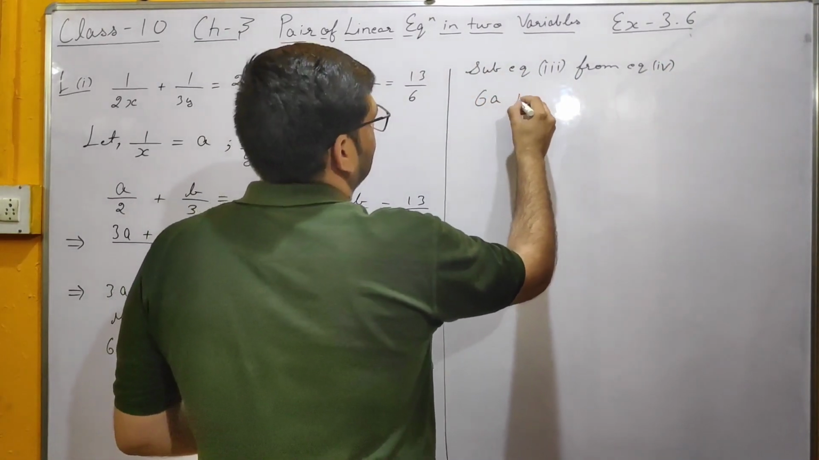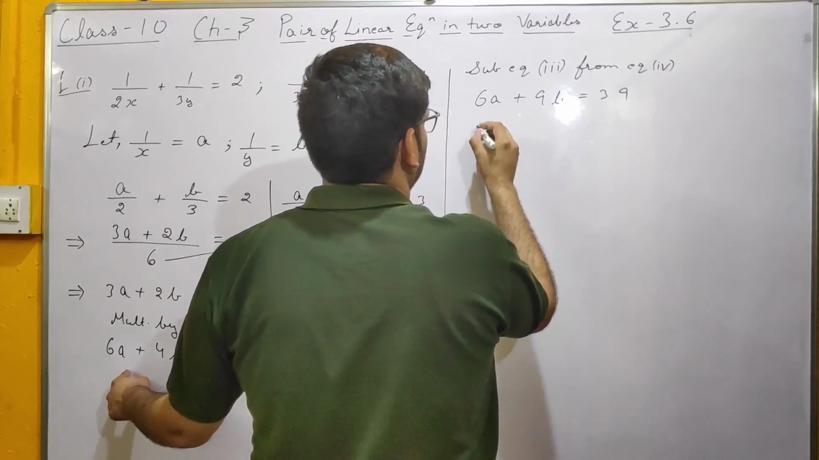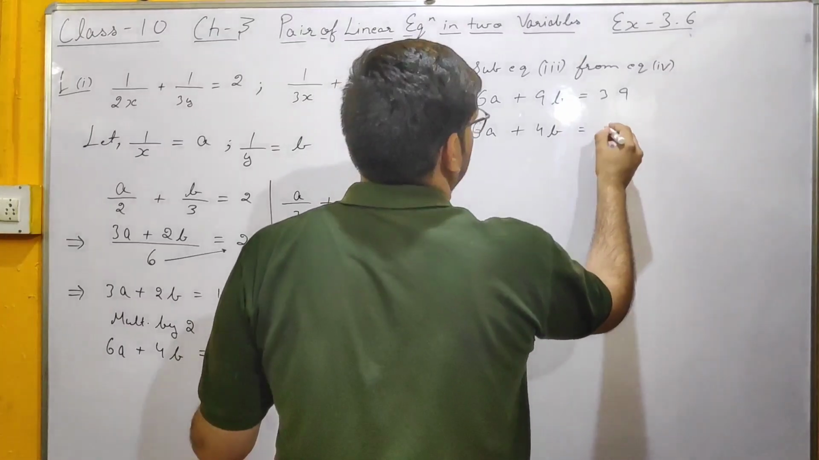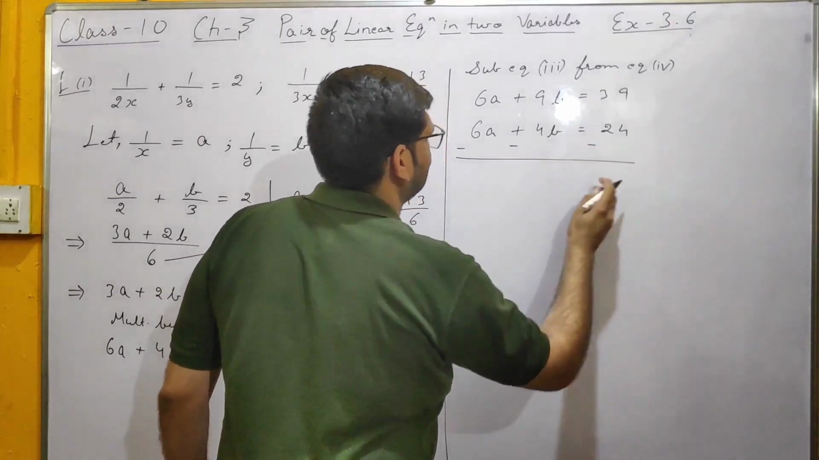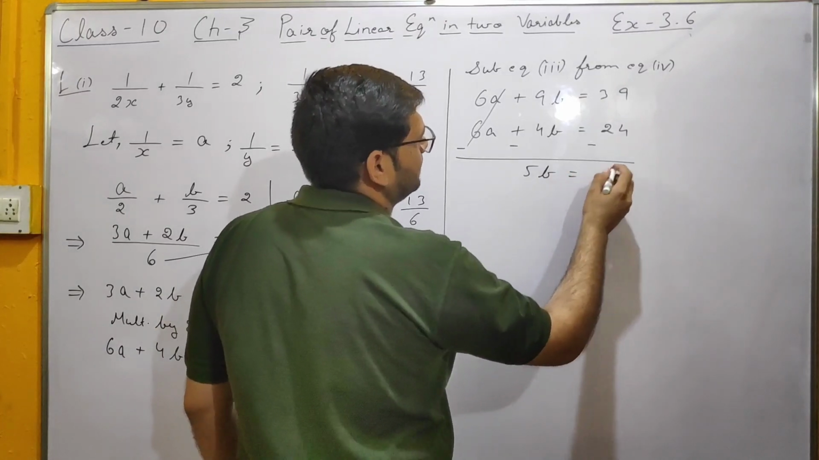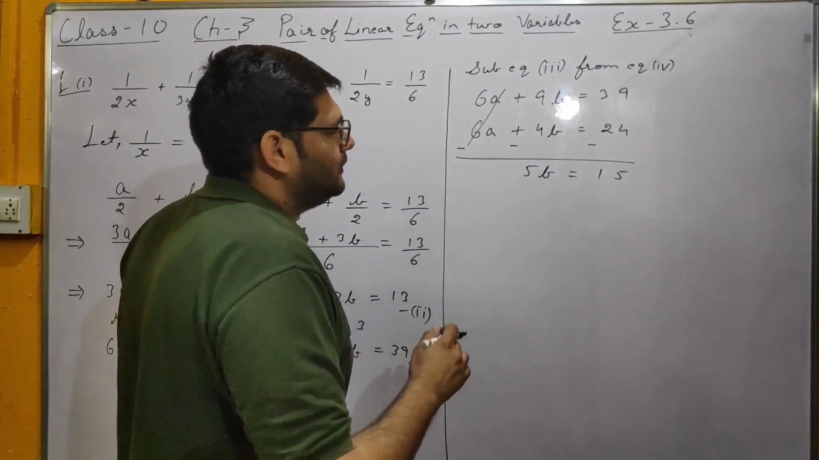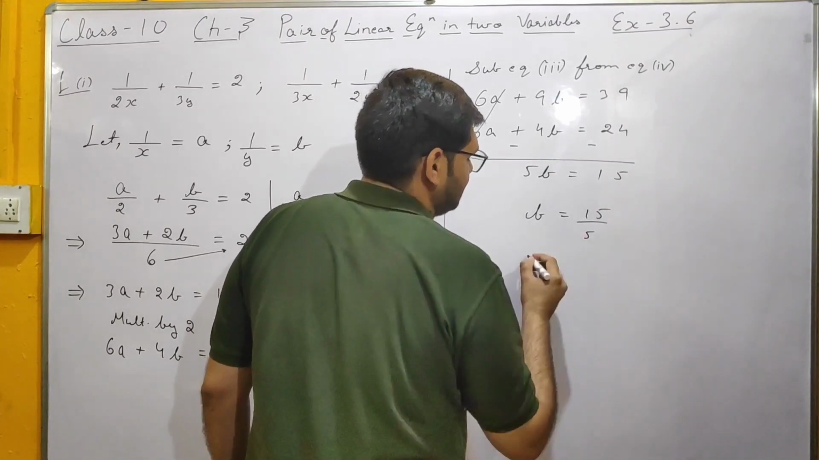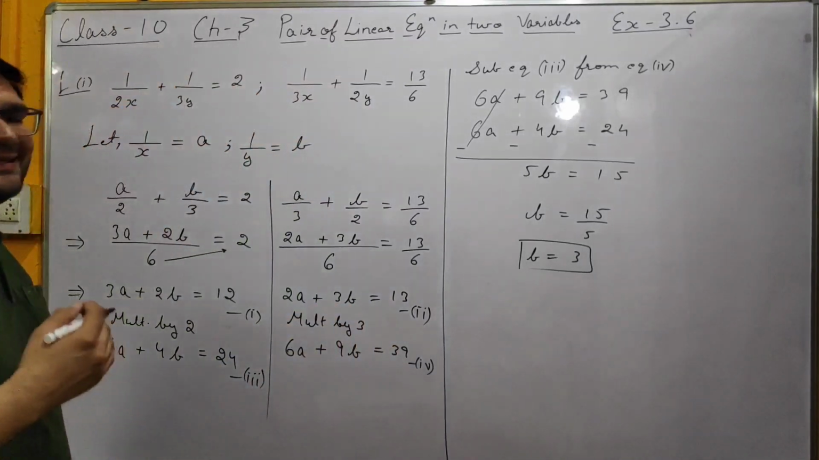So 6a plus 9b equals to 39. This is our fourth equation. And 6a plus 4b equals to 24. Now we need to subtract them, then the sign will be changed. This cancelled. 5b equals to 15. So we can say b equals to 15 by 5, that is b equals to 3. So the value of b is 3.